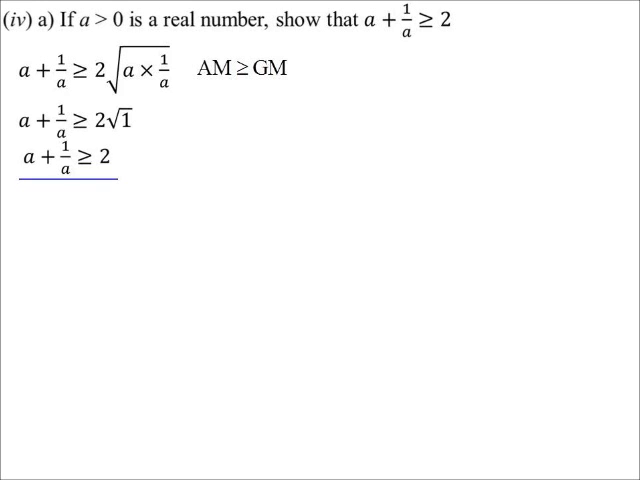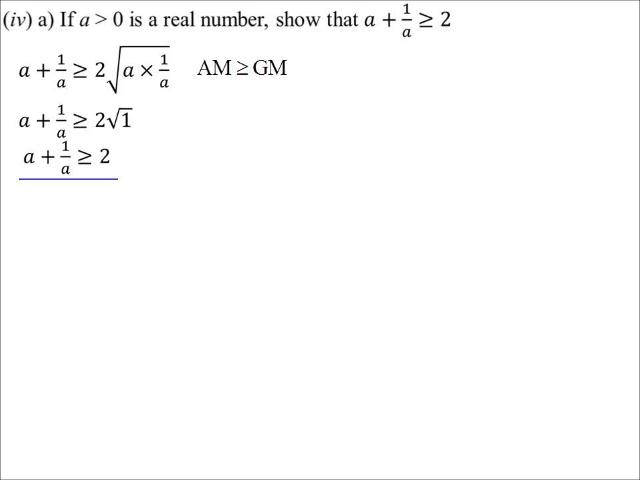Well, the first bit I hope is straightforward. Again, if you use your arithmetic mean, geometric mean idea, the sum of 2 things will be greater than or equal to 2 times the square root of the product of the 2 things. And the A and the 1 on A cancel, and you get your result. A plus 1 on A is greater than or equal to 2.